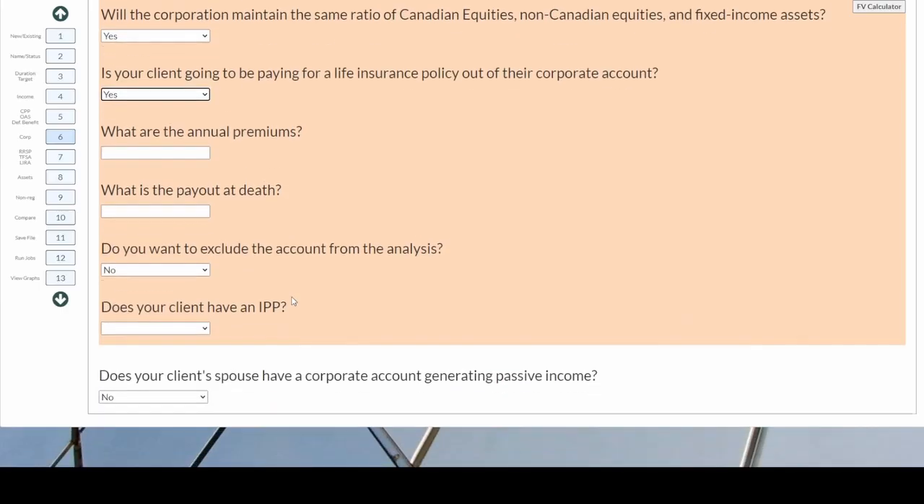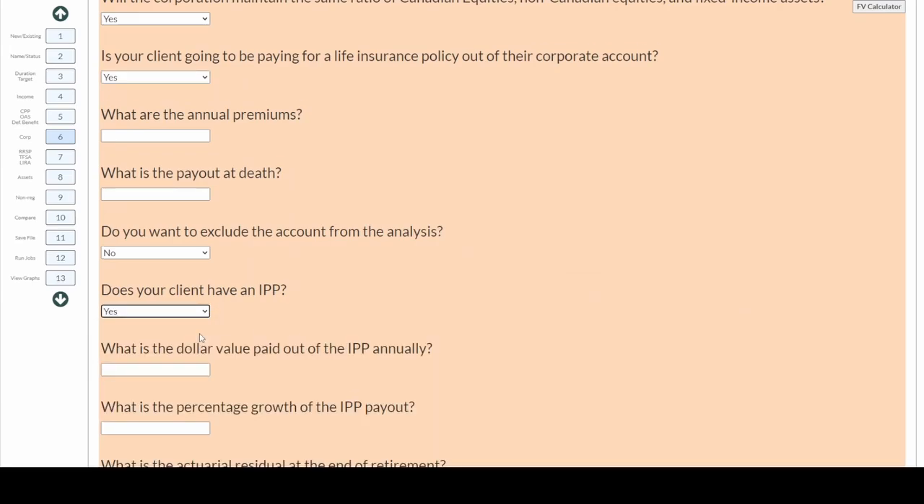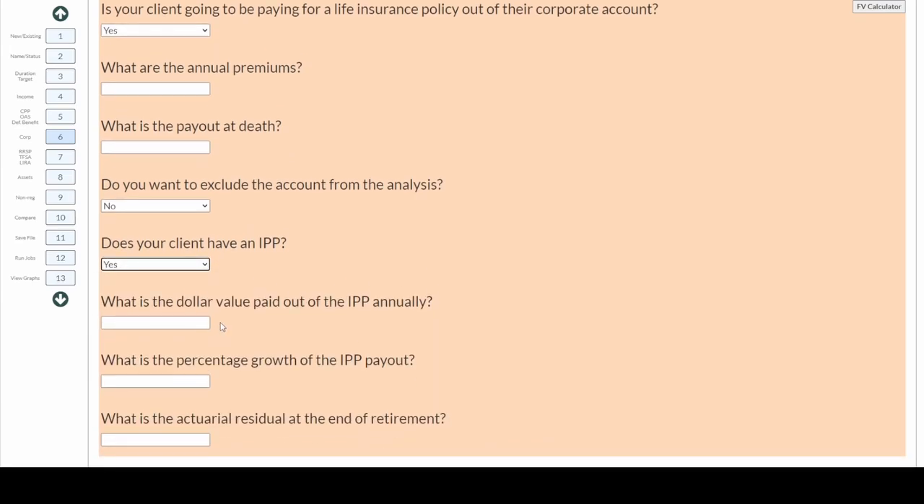Next, select if the retiree has an individual pension plan, and if yes, enter the dollar value paid out of the IPP annually, the percentage growth of the IPP payout, and the value of the actuarial residual at the end of retirement. This completes the inputs for corporate accounts in Step 6 of the Solver.